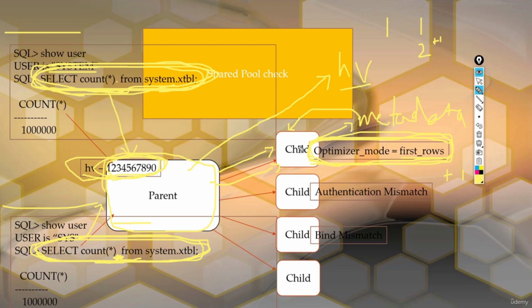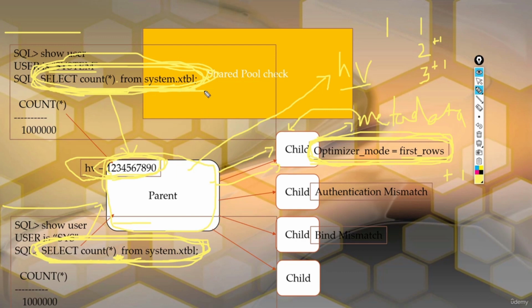Okay, the SQL statement is the same, but the optimizer environment is different, right? So this is called metadata. So this metadata will be stored in the child cursor. Again, I open a third session and I execute the same query, but I use some different schema. Okay, so in that case, again a new child cursor will be generated.